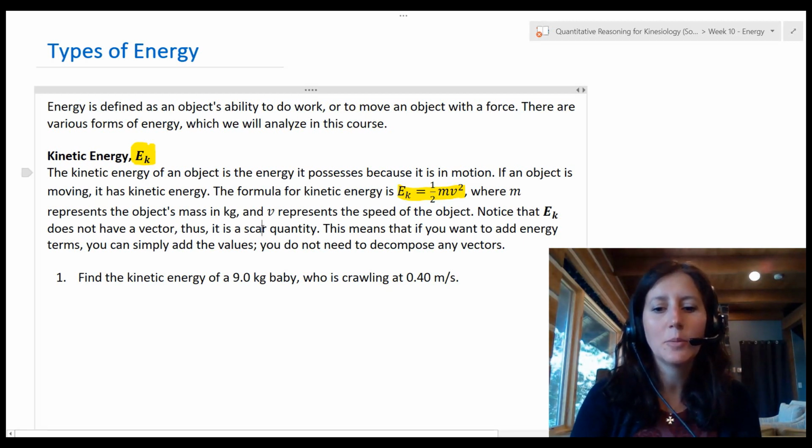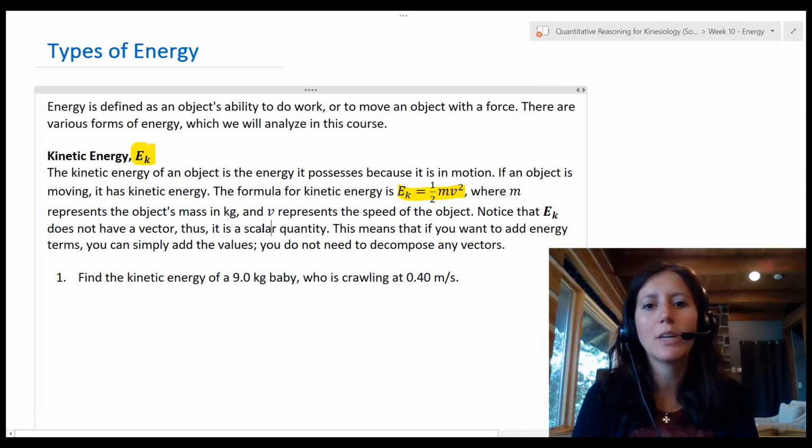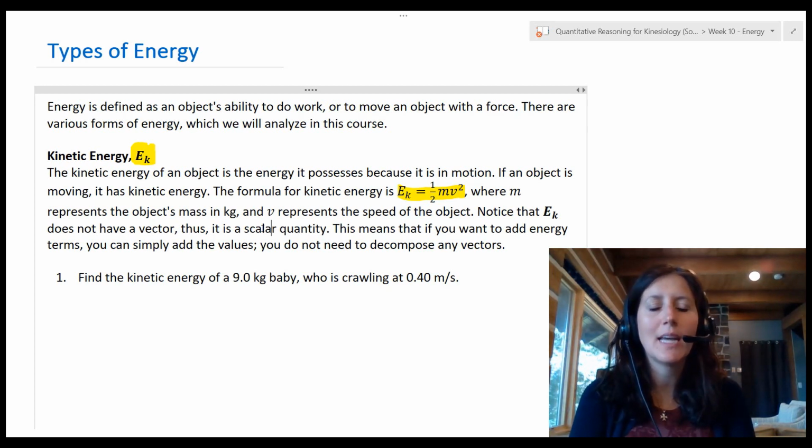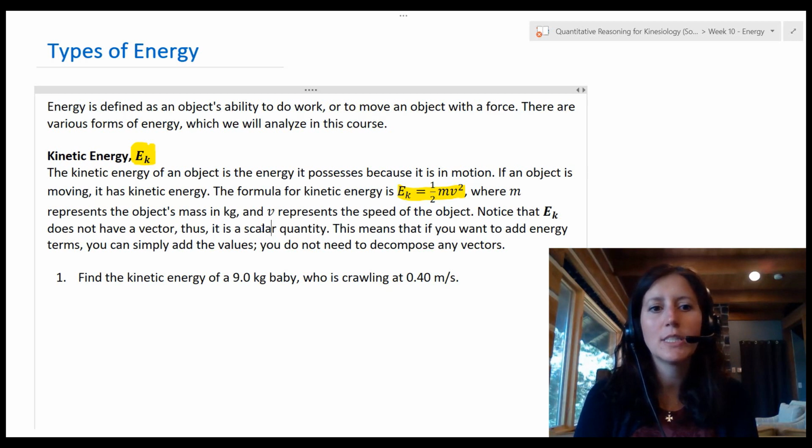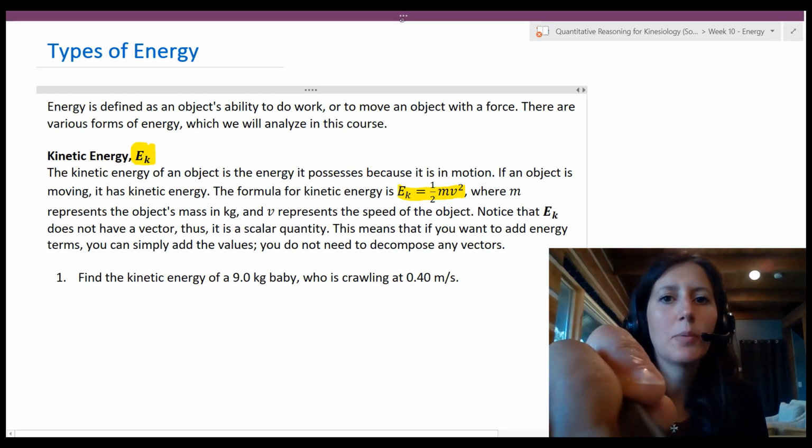So that makes things a little bit easier because you don't need to worry about adding vectors by decomposing them and adding them together and recomposing them. These are just numbers that you can add to each other as you would any other numbers. Okay, so it's a little bit easier to work with. So if you want to add energy terms, you can just simply add the values. You don't need to decompose any vectors. All right, so let's practice a problem together.